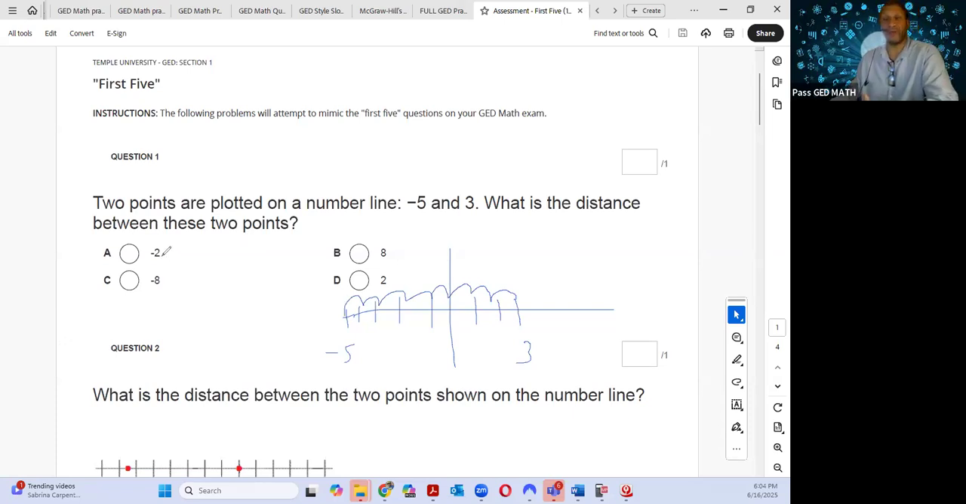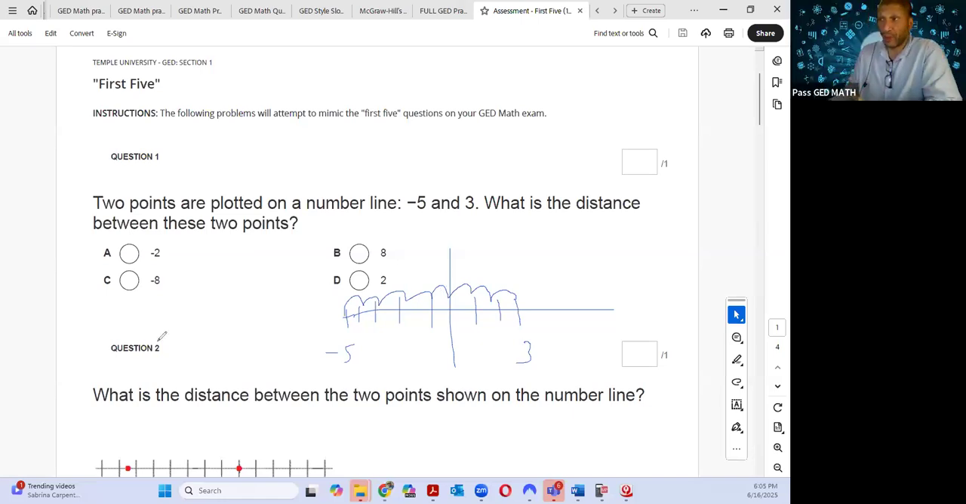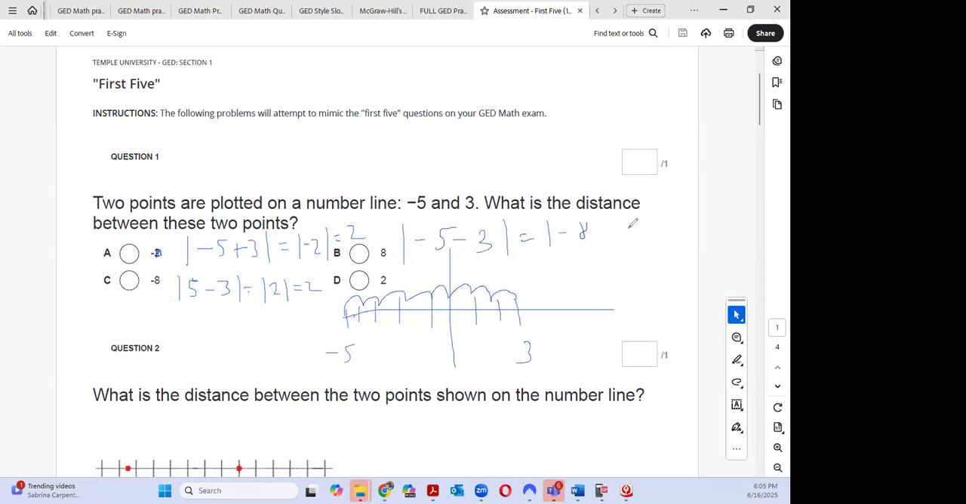But it's not gonna be that easy. See here, they gave you answers of -2, -8, 8, and 2. They're going to have absolute value numbers. What I want from this problem is, do you know how to find the distance between two numbers on the number line? So we know the answer is 8. They're going to have the absolute value of -5 plus 3, which is the absolute value of -2, which is 2. They're going to have the absolute value of 5 minus 3, which is the absolute value of +2, which is 2. Then they're going to have the absolute value of -5 minus 3, which is the absolute value of -8, which is 8.